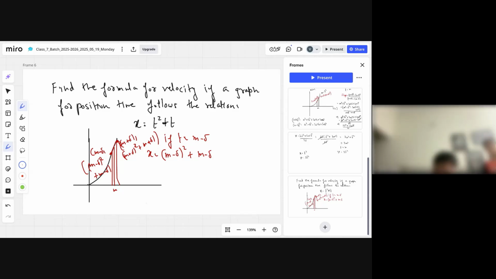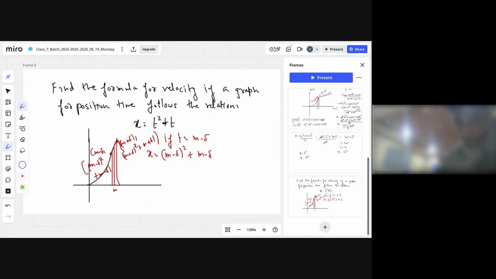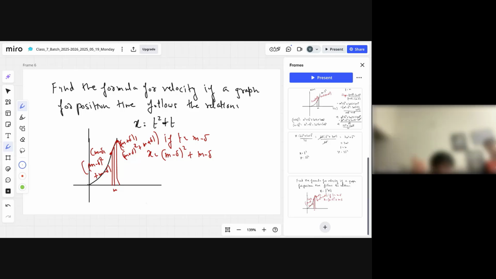You have made a calculation mistake. Answer is wrong. When you are subtracting this whole thing minus this whole thing, well, slope calculation. Can we correct?